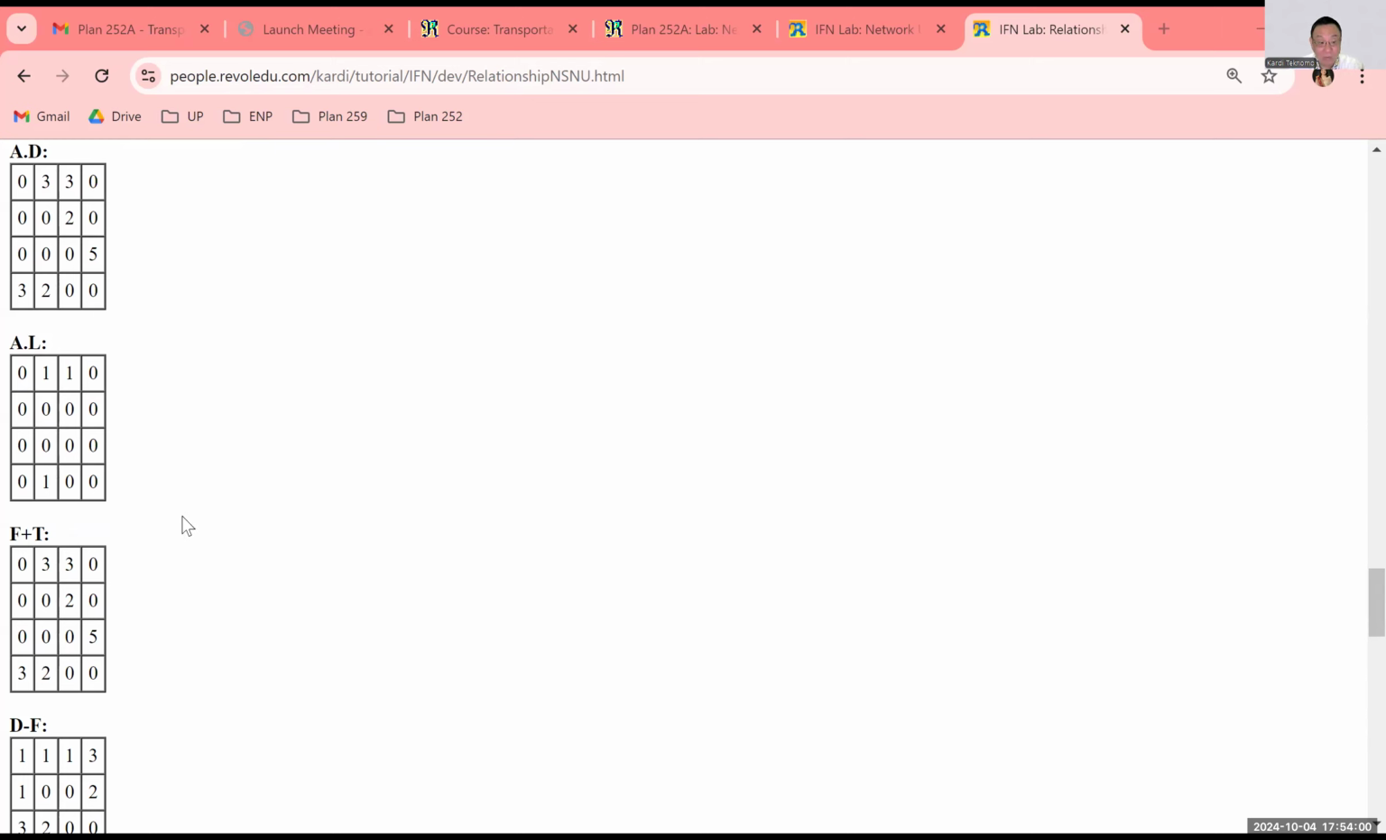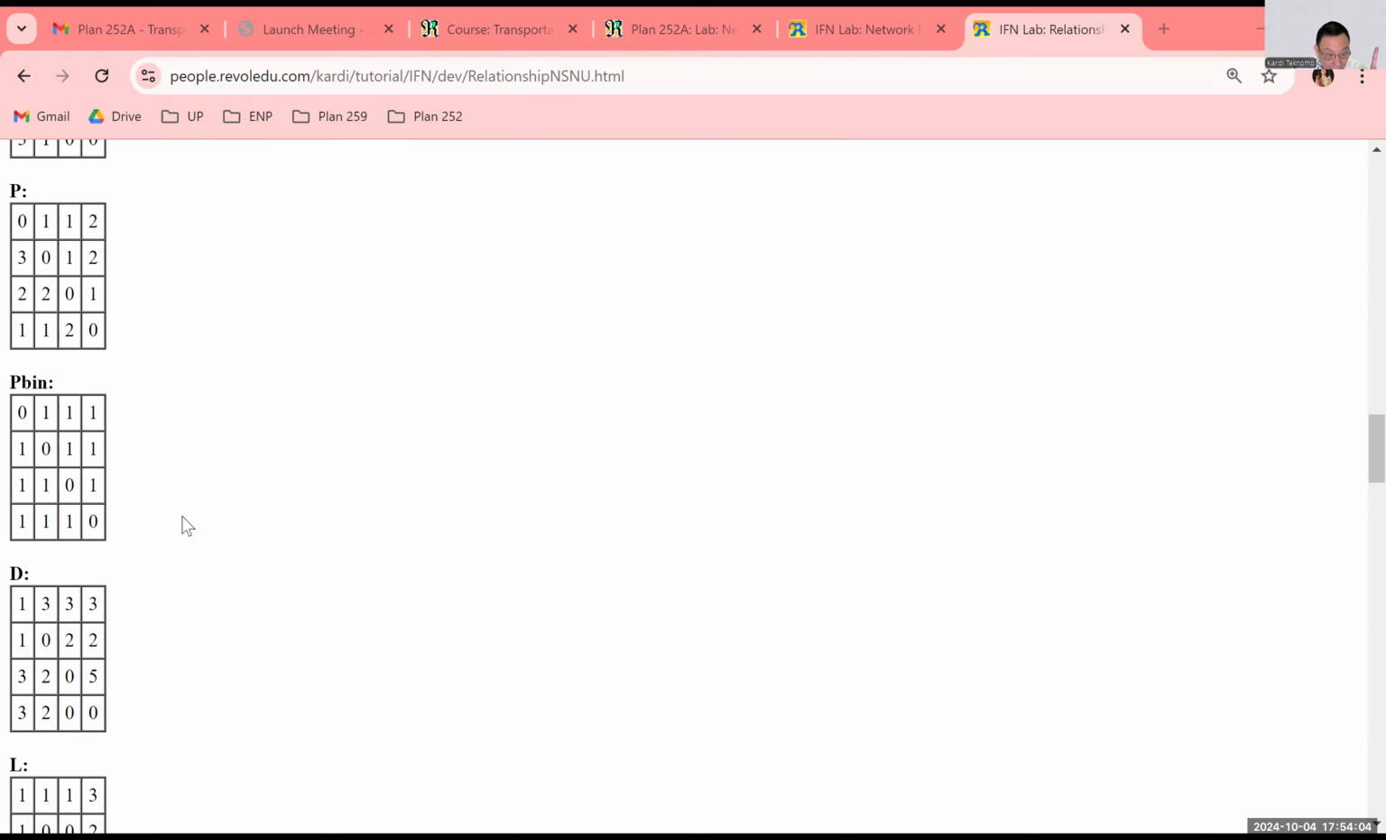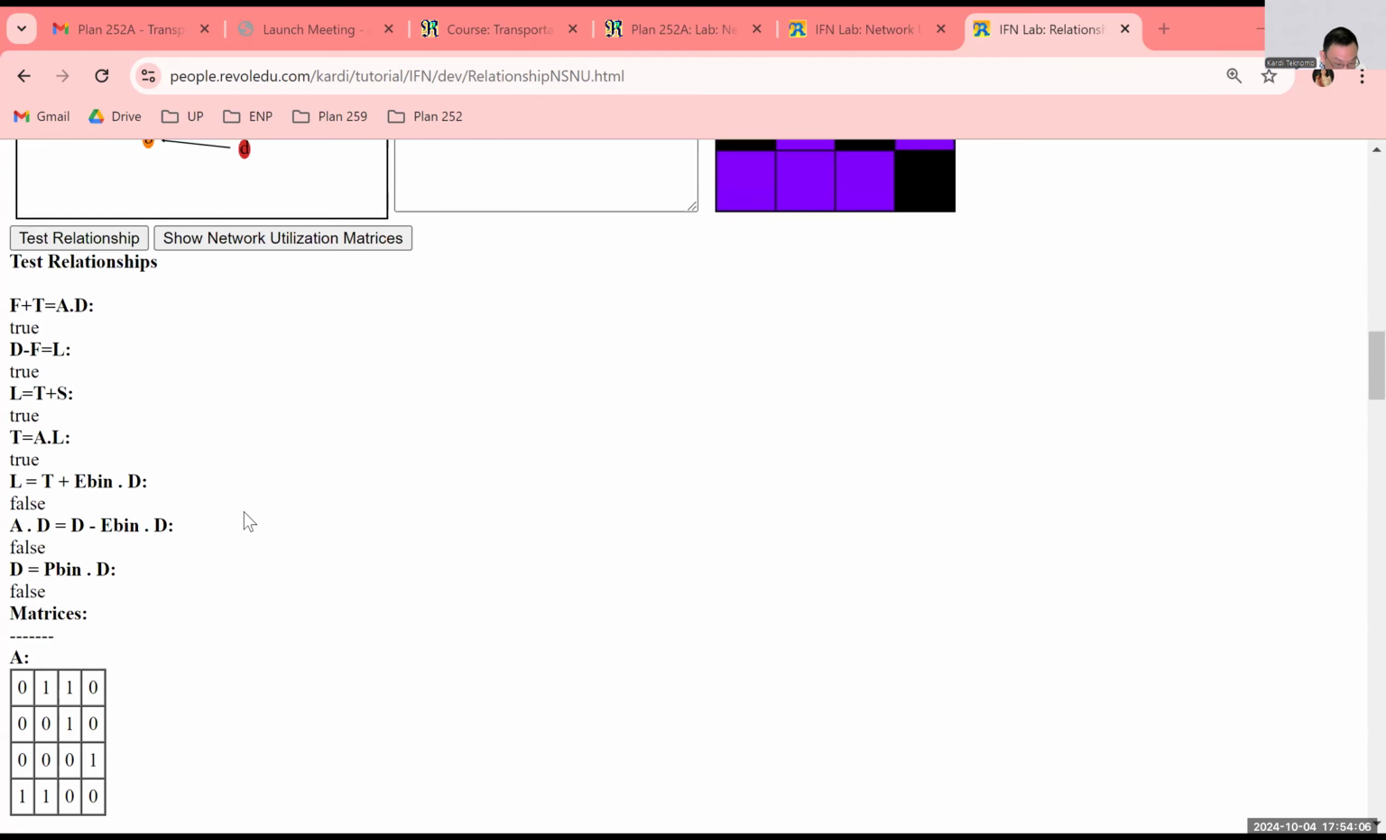Yeah, so when they put false there, can you see up there? There are certain things that are not equal and certain things that are equal. So you can start to see, maybe you can investigate why.